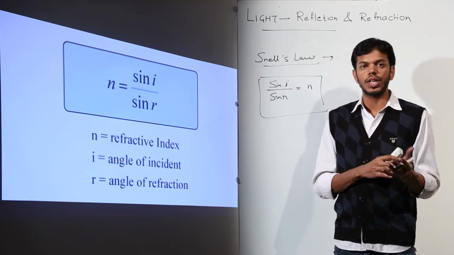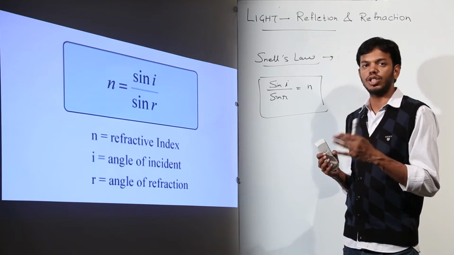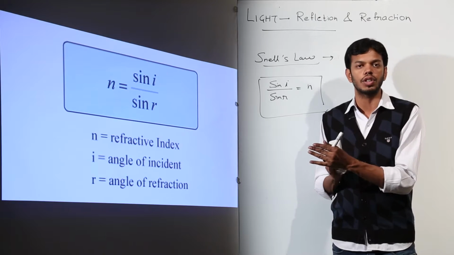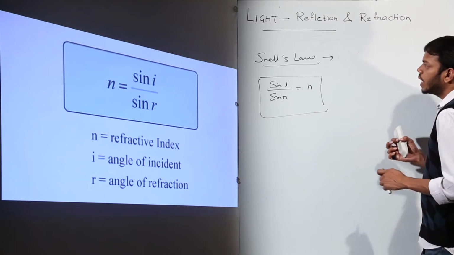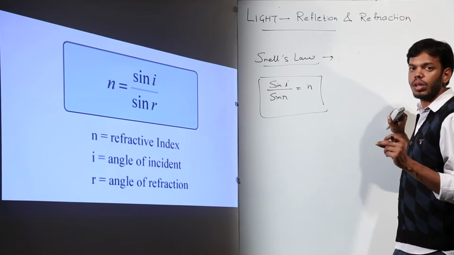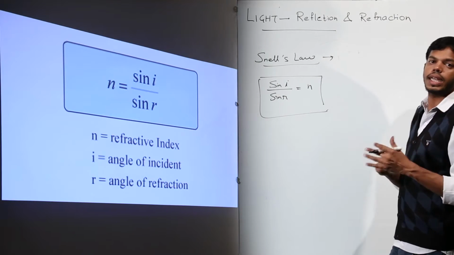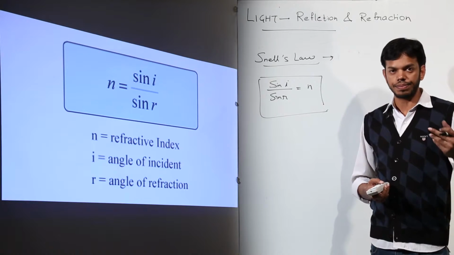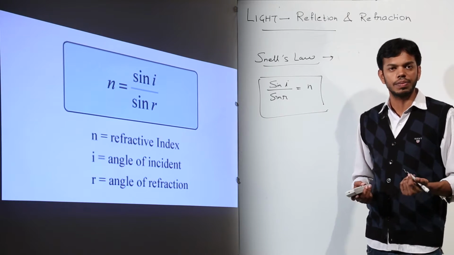Now sin i upon sin r, that is Snell's law, the ratio of the sine of the angle of incidence to the sine of the angle of refraction, is called the refractive index of the material. At the very beginning I told you that refraction occurs due to a basic property of light, that is speed. The speed of light is different in different mediums. The denser the medium, the lesser the speed.